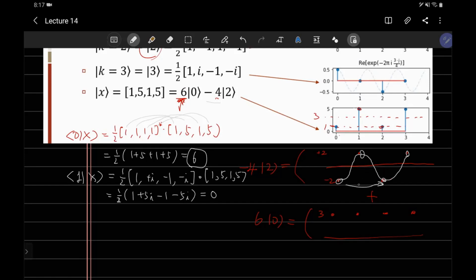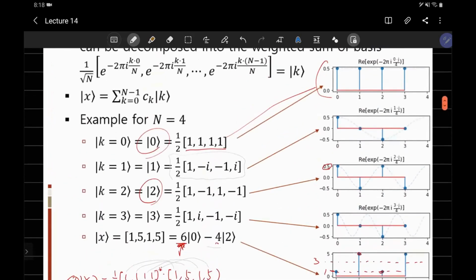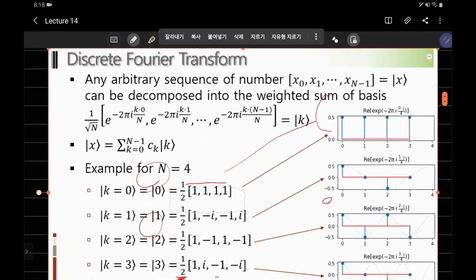So whenever we are finding out the coefficient using this new basis vector, which is actually called the Fourier, yes, some kind of sinusoidal basis, then what we did was to find out what kind of frequency component this arbitrary sequence of numbers has, and that's exactly related to the period finding problem.